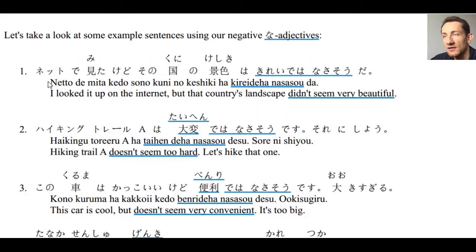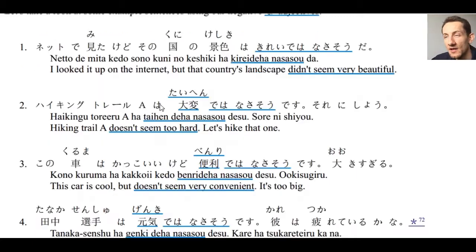Number one, ネットで見たけど、その国の景色は綺麗ではなさそうだ。I looked it up on the internet, netto, but that country's landscape, keshiki, did not seem very beautiful. Kire dewa nasa so. Number two, hiking trail A wa taihen dewa nasa so desu.